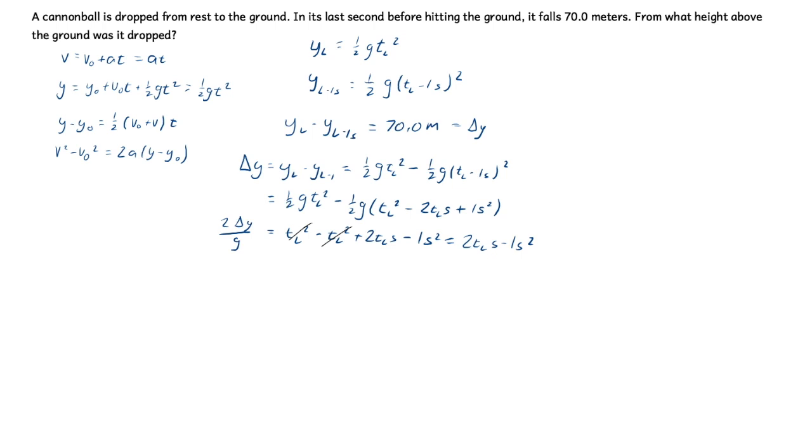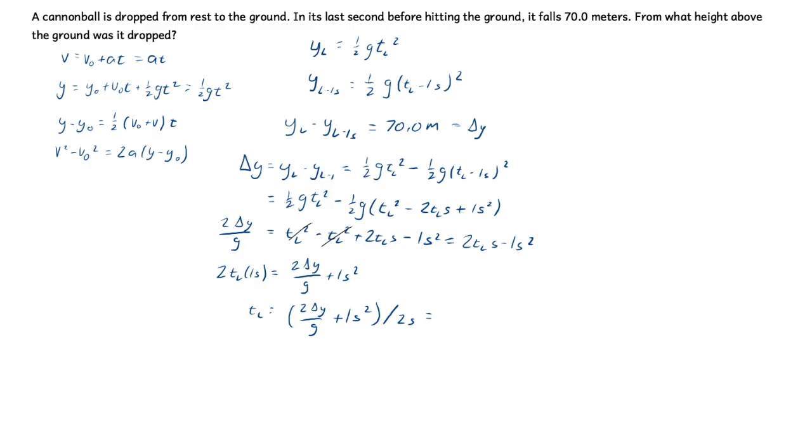So let's continue. The only expression with t sub L is this term, so we'll take the 1 second out of here: 2 t sub L times 1 second. I'll put the 1 second in there explicitly so that we don't think that the s is some kind of variable. 2 delta y over g plus 1 second squared. And then we're going to divide both sides by 2 seconds. That whole thing we're going to divide by 2 seconds.